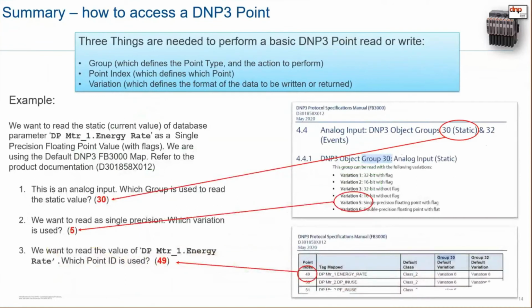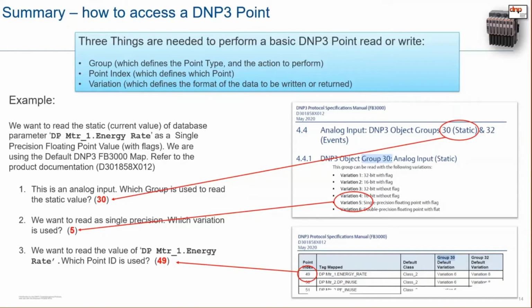So once again, I'm going to summarize this, go through it again as sort of a worked example. I already mentioned there are 3 things we need: the group, the point index, and the variation. So let's say I would like to read the current real-time value of differential pressure, first meter in the R2 energy rate, and we want it as a single precision floating point value with quality flags. That indicates if there's an I/O failure or comms failure with flags. So we are using the default map that comes with the FB3000, so we need to have a look in the product documentation, which I've included a copy of on the right.